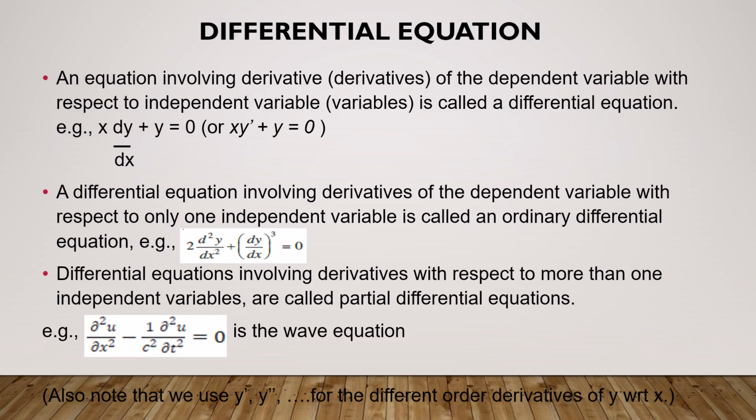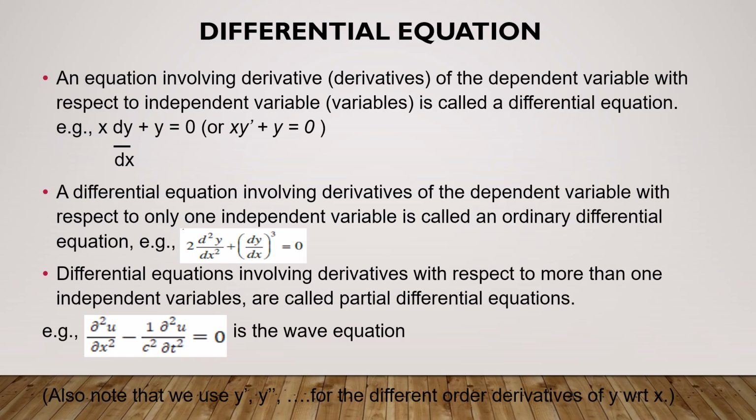Now, a differential equation involving derivatives of the dependent variable with respect to only one independent variable is called an ordinary differential equation. Like here, y is a dependent variable and x is the independent variable. Only one independent variable is there. It's an ordinary differential equation.